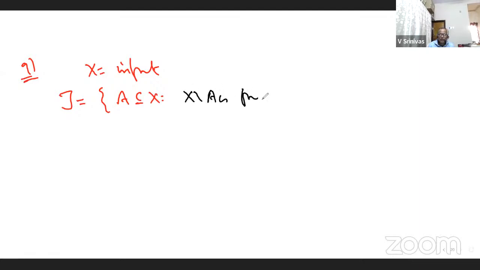Let X be an infinite set. X is an infinite set, right? And tau, he has given J, it should be tau. It is A contained in X such that its complement is finite, right? And he is also taking the empty set, and then prove that tau is a topology on X. Tau is a topology.